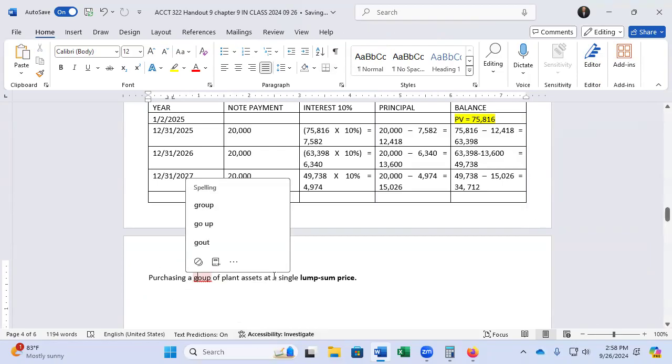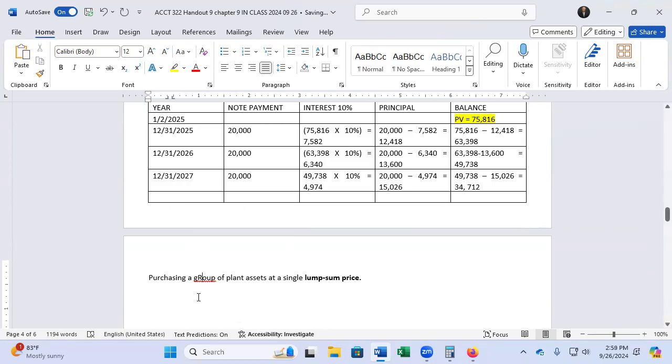Purchasing a group of plant assets. So when we did this before with inventory, this is the same type of thing that happens. Oftentimes they'll purchase assets from a company that's going out of business and they'll say, listen, I'll give you 20,000. I want all the equipment in this room. And as a result, that's a lump sum and you have to go through and allocate based on the fair value, just like we did with inventory before.